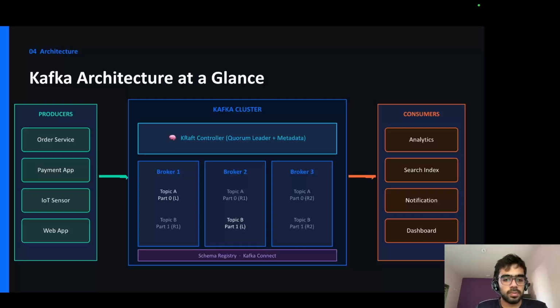Topics, as we saw before, are split into partitions. This is Kafka's unit of parallelism. Each broker in the cluster owns some partitions and stores the actual data on disk. The KRaft controller at the top is used to manage the cluster metadata. For example, which broker owns which partition and who the leaders are.